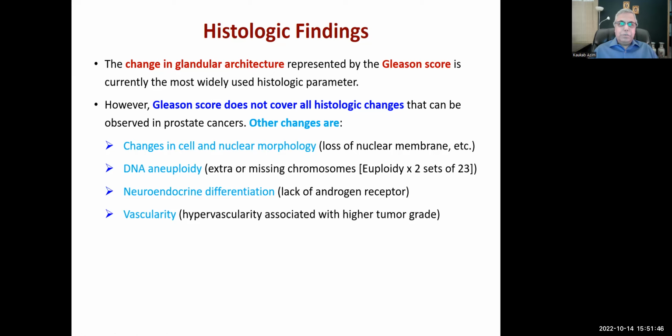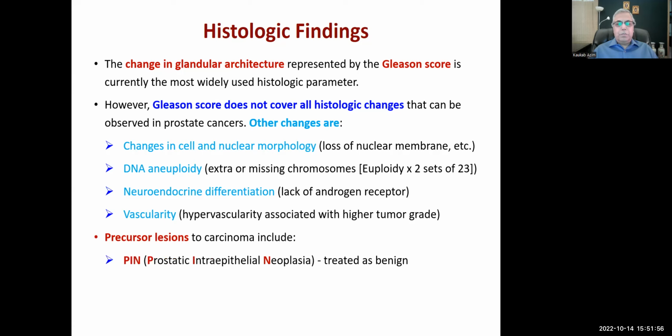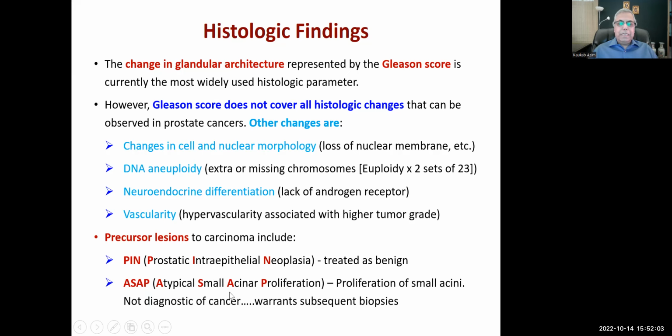And in addition to these histologic changes, we have a couple of other histologic changes which are not basically cancers. They are known as precursor lesions. So prostatic intraepithelial neoplasia, which is treated as a benign condition, and atypical small acinar proliferation. Again, it is not treated as cancer and it warrants subsequent biopsies to see whether the cancer has developed or progressed. Or we can do other tests like CT scan, MRI, and PET if that is available.